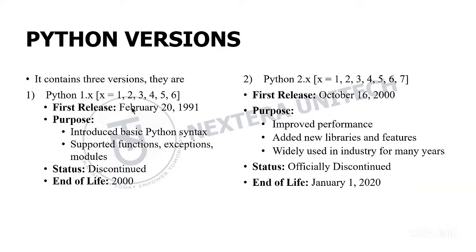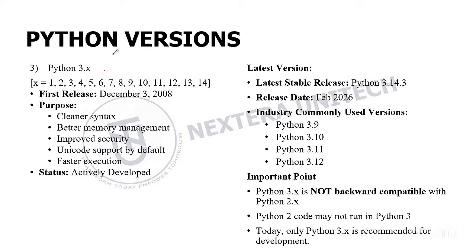Then moving on to the next version, that is the third version of Python. It has versions from 3.0 to 3.14. The first release was in December 2008, and it had cleaner syntax, better memory management, improved security, Unicode support by default, and also faster execution. This third version is right now being actively developed. The latest stable release of Python is 3.14.3. This was released on February 3rd, 2020, and the industry mainly uses versions like 3.9, 3.10, 3.11, and 3.12.